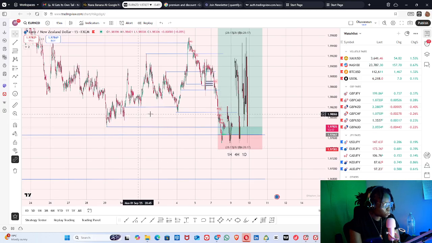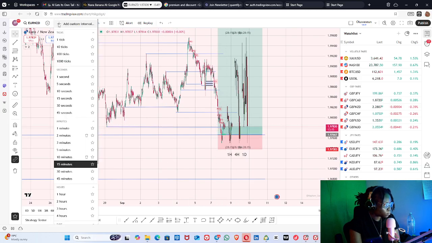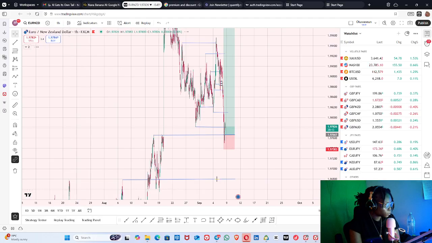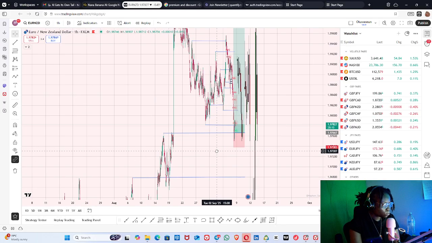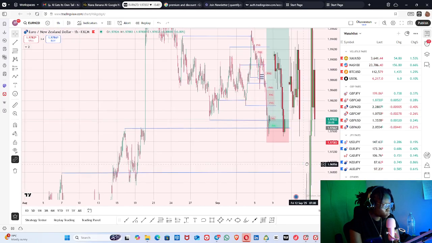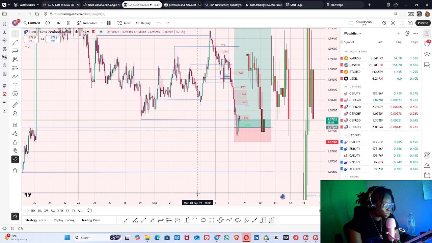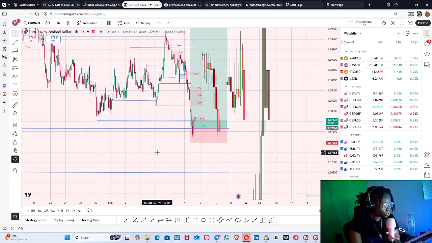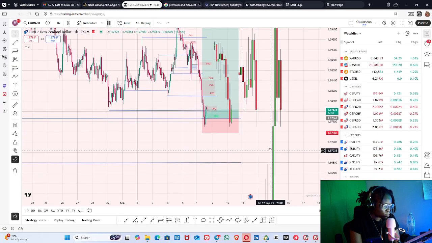Now price is actually reacting from this area. Let me go to 1 hour. Price is reacting from this zone. It's that zone that will determine if this is going to go up. If price can break this resistance, then I believe that we'll be going up.